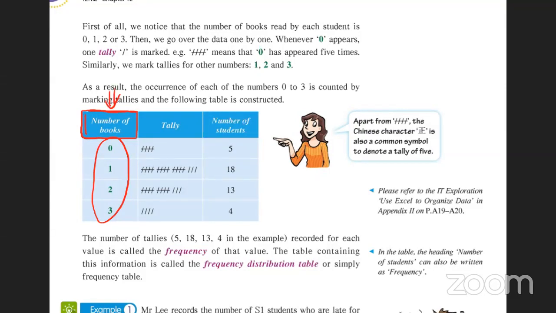Okay, 0 means no books. Then 1 book, 2 books, 3 books, something like that. And then we have the tally here. After you have done the tally, you write down the number represented by the tally.